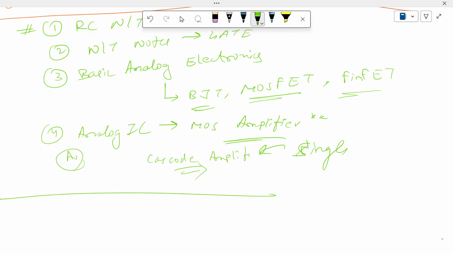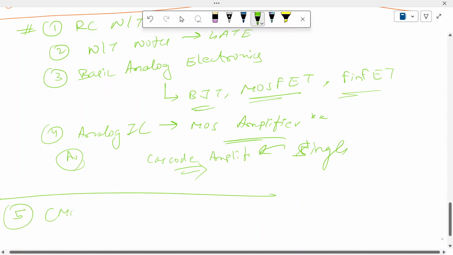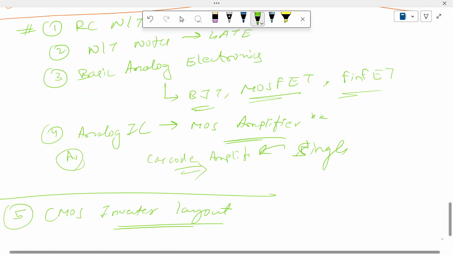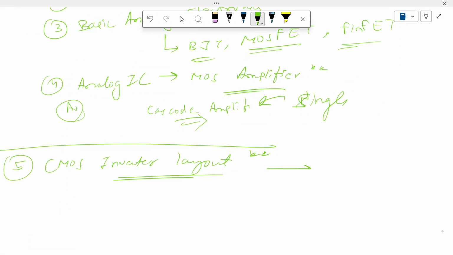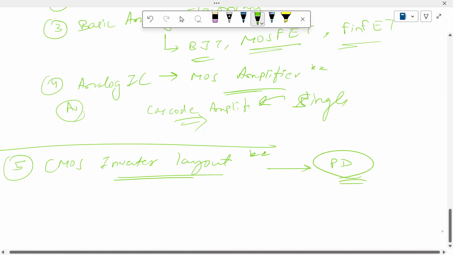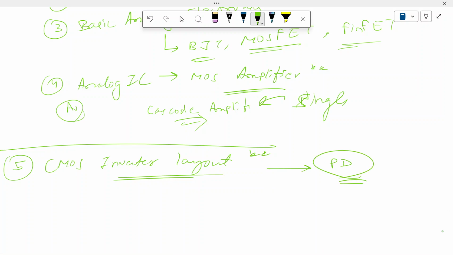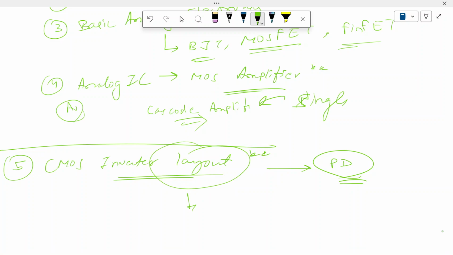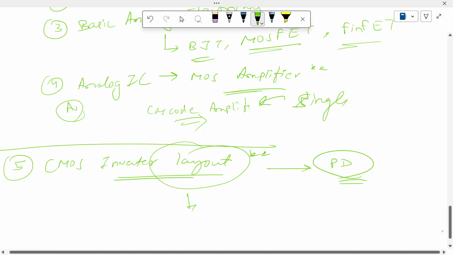Plus, if you have a project related to CMOS inverter layout or any other logic layout, then it's ultimately going to give a good impression and open you a profile for PD also. If you have a project on this CMOS layout or a layout based project, built on a Cadence tool or any other free source tool.